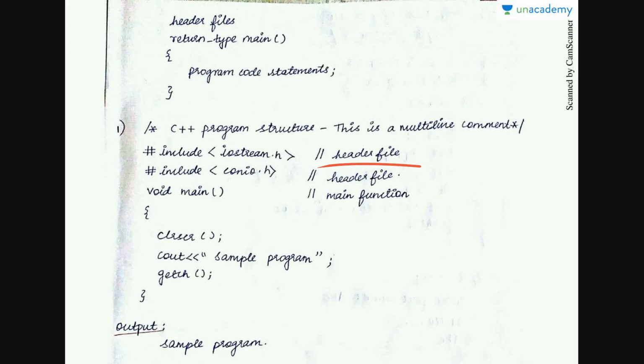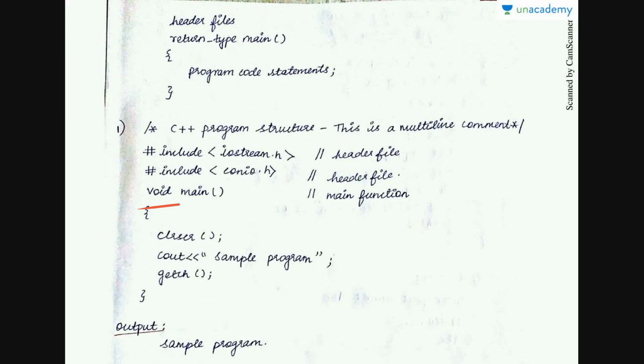Next we have #include conio.h. Conio is another header file in which you will have some functions like clear screen and getch. If you have such functions, we use conio and tell the processor to include such header files. Next you have the main function whose return type is void, meaning the function doesn't return anything. It's just a simple function to print something.